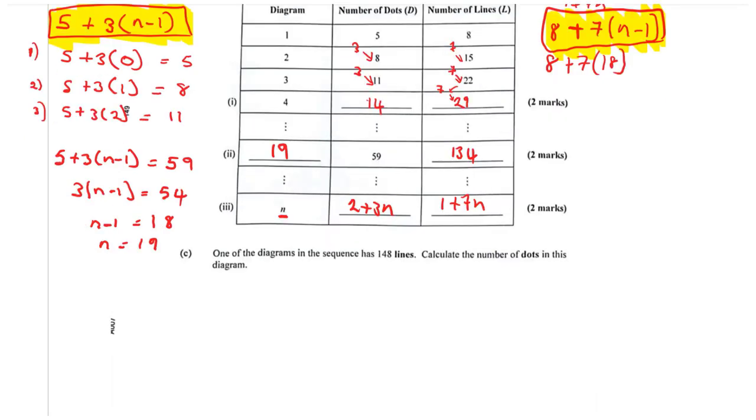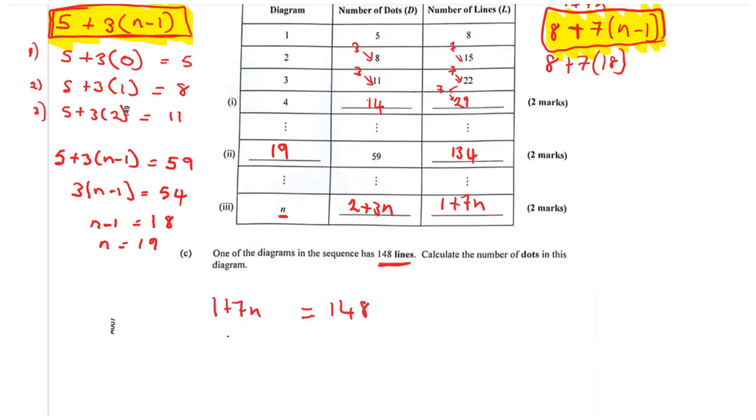So part C says one of the diagrams in the sequence has 148 lines. Calculate the number of dots in this diagram. So we know that our formula for the number of lines is 1 plus 7n. They told us that is equal to 148. Here it is, they give us the information. So now we need to find n.